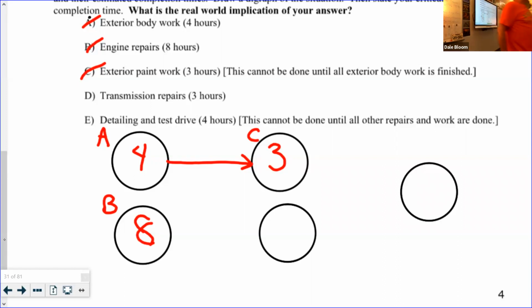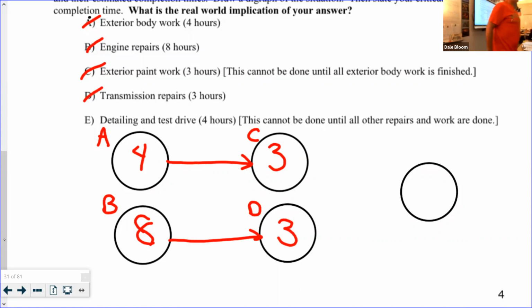Now transmission repairs. The question was, is it independent? Can I start working on the transmission before the engine? Or do I have to wait until after I worked on the engine? Well, you know what? I'm gonna tell you guys that the transmission work is dependent on completing the engine work, because they're tied together. They're not independent. You got to finish the engine repair before you can do the transmission work. I mean, there's probably exceptions to that, but that's my ground rule. So that's task B. And that's 3 hours.